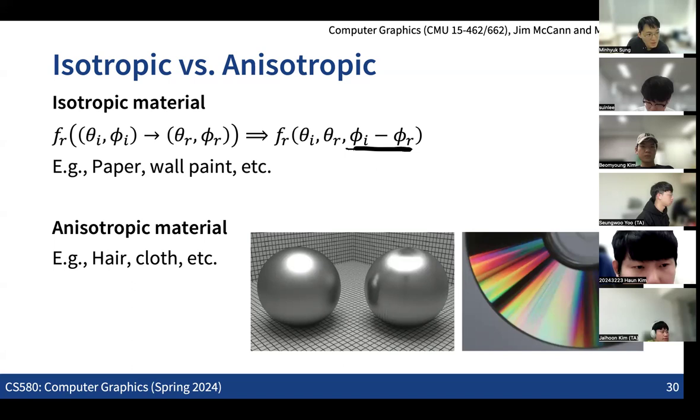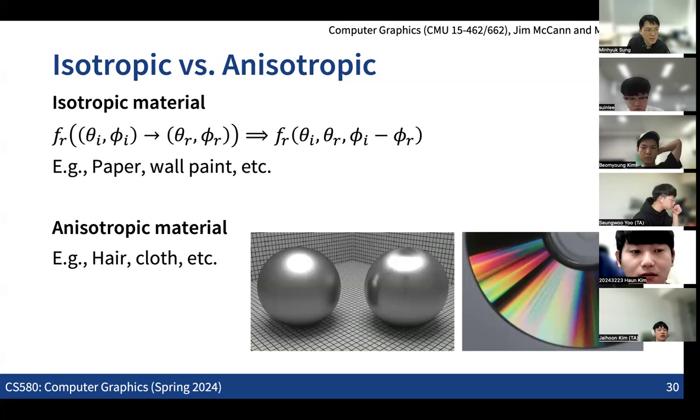Does it make sense? If we want to see the same distribution whatever rotation of the surface we apply, then we can define the BRDF in terms of the elevation of the incoming and the outgoing directions, and just the relative azimuth between the two directions. This is the way we define the three-parameter function for the isotropic material, which is the more general case we can see in many real objects.